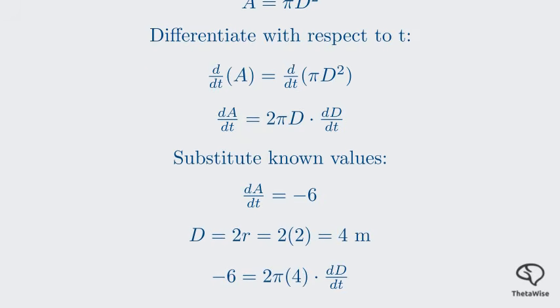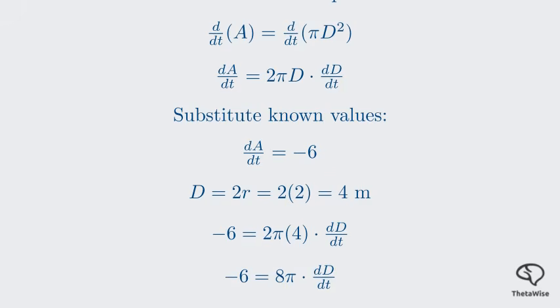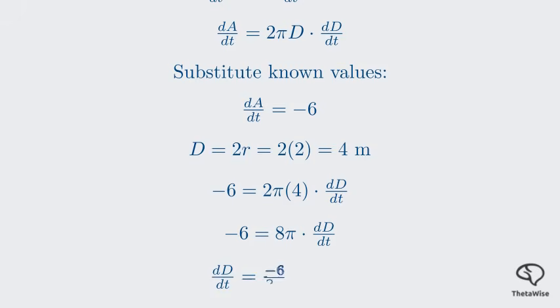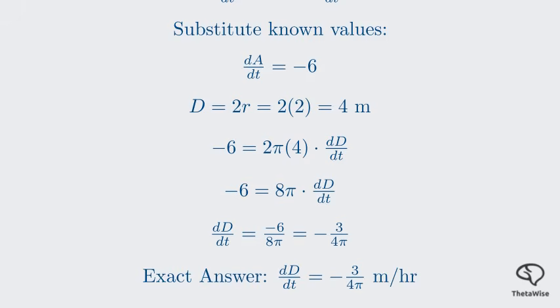Substituting these values, our equation becomes -6 equals 2 pi times 4 times dD/dt. This simplifies to -6 equals 8 pi times dD/dt. To solve for dD/dt, we simply divide both sides by 8 pi. dD/dt equals -6 divided by 8 pi. Simplifying the fraction -6 over 8, we get -3 over 4. The rate of change of the diameter is -3 over 4 pi meters per hour.